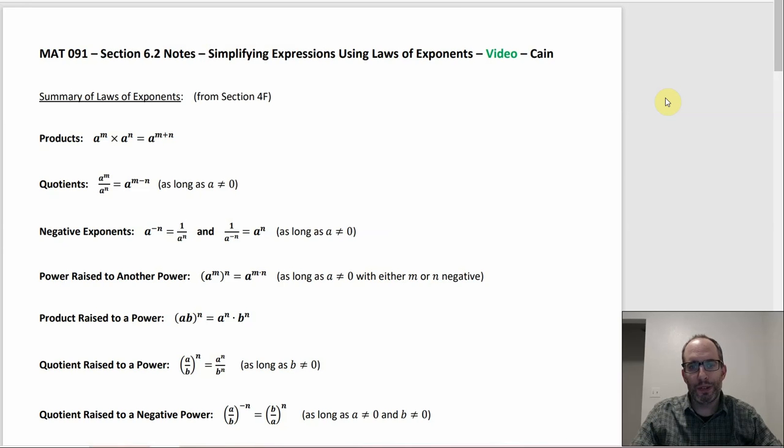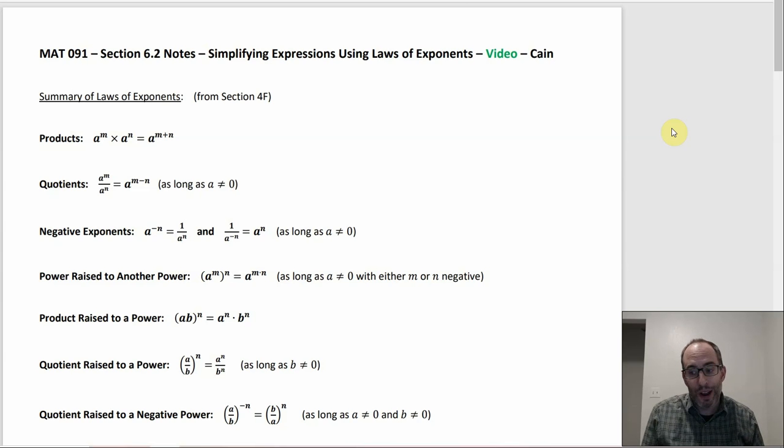Section 6.2 involves simplifying expressions where you use the laws of exponents. They're the exact same laws of exponents that we had in that introductory section to chapter 4. Actually, in order to get this first page together, it's copied verbatim from that other set of notes. Since they're the exact same things, it's just that now the exponents don't have to be integers.